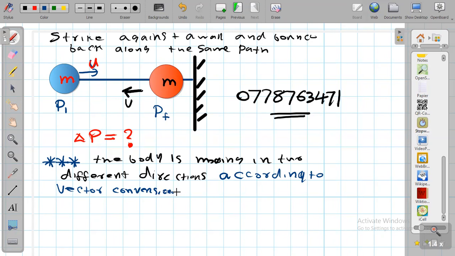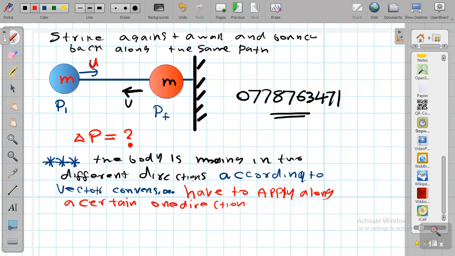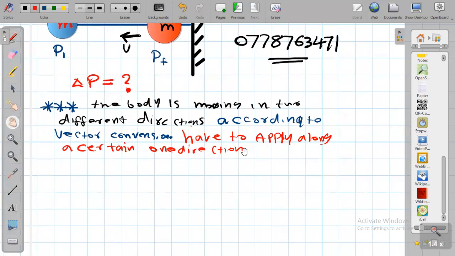Is there anybody who joined my last Sunday vector seminar? Did anybody in this class join my vector seminar? I told you, this is going to hugely affect the change of momentum. According to vector convention, you have to apply along a certain one direction. Complete this.